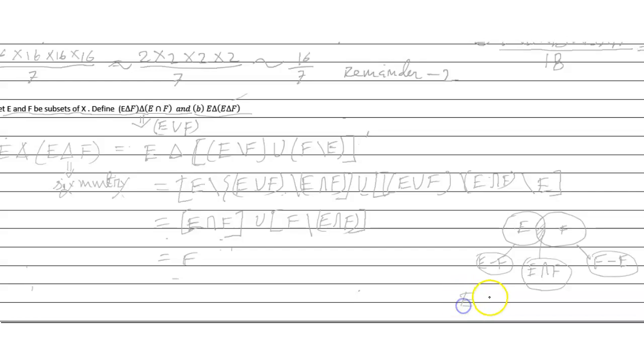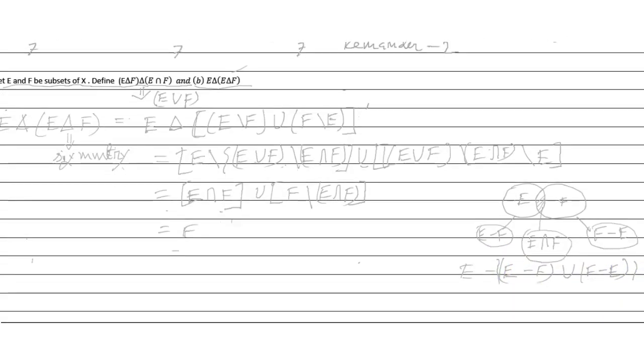E minus F union F minus E. So whatever I get only subtract positions, because this portion is different. So I get E intersection F. So this portion I get. So I hope I can clear.